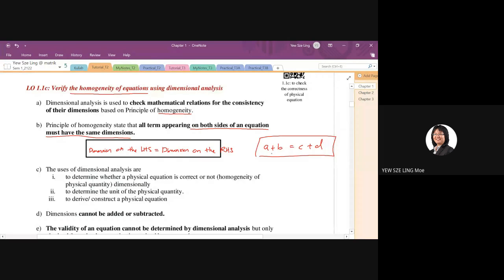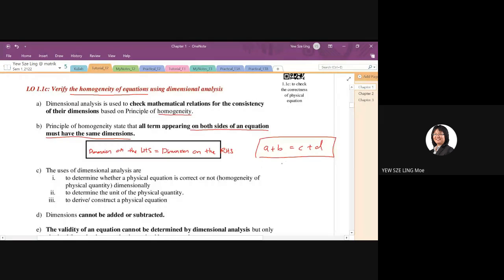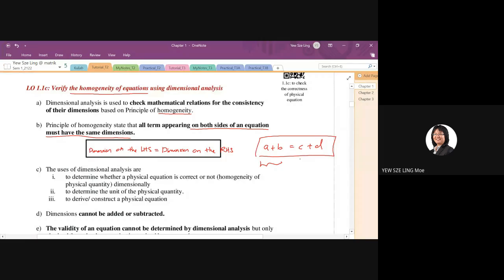So you are going to check the dimensions on the left hand side and also the dimensions on the right hand side. You find out the final dimensions for the left hand side, a plus b, and the dimensions for c plus d. Are they the same? If they are the same, they might be correct. But if they are not the same, then we say they are not homogeneous. Not homogeneous means that this equation definitely is wrong. So it can check whether it is correct or wrong.